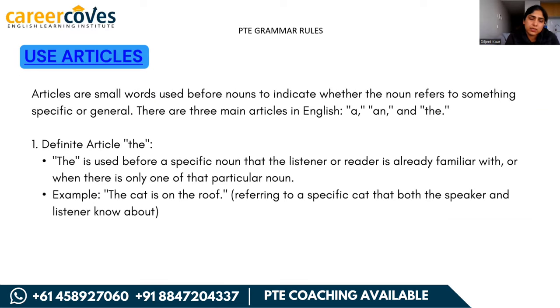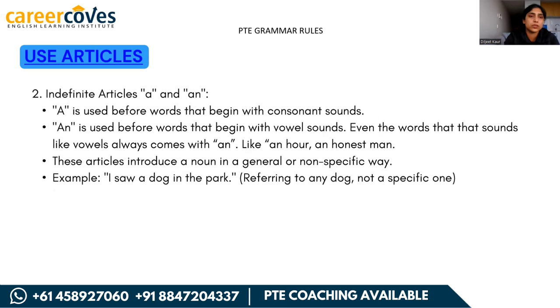Next one is articles. This is very important. Articles are a, an and the. These are small words used before a noun to indicate whether the noun refers to something specific or general. If it is specific, definitely it will come with the, and the listener or the reader is already familiar with it, or when there is only one of that particular noun. Example, the cat is on the roof. So referring to a specific cat that both the speaker and listener know about. If both people are aware of the particular subject, then we put the over there.